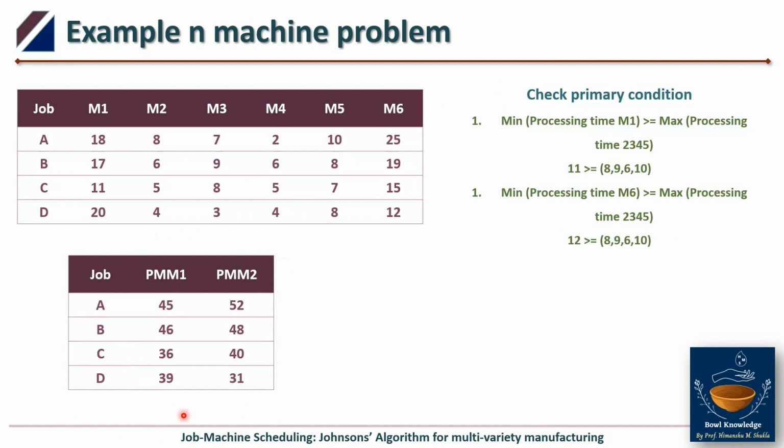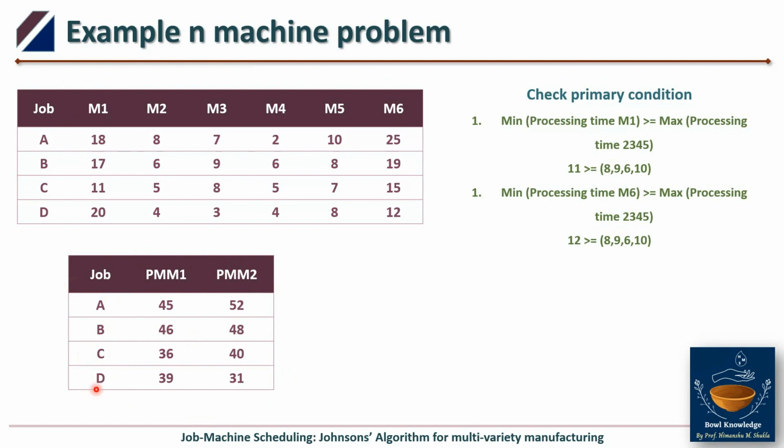Now how to convert it into a 2 machine problem? For PMM1 it is the addition of machine 1 plus the next 4. So you can see 18 plus 8 plus 7 plus 2 plus 10, it is 45. Okay, 17 plus 6 plus 9 plus 6 plus 8, it is 46. So addition of the first 5 columns is PMM1 and addition of the last 5 columns is PMM2. Okay, in this way we have converted the n machine problem into 2 machine problem.